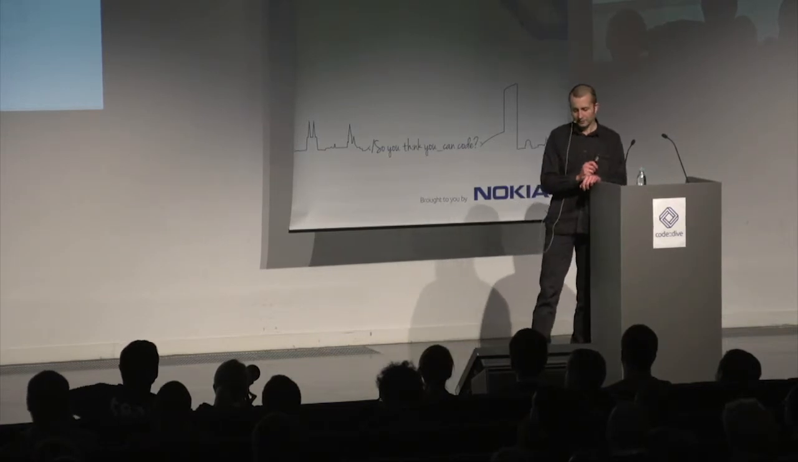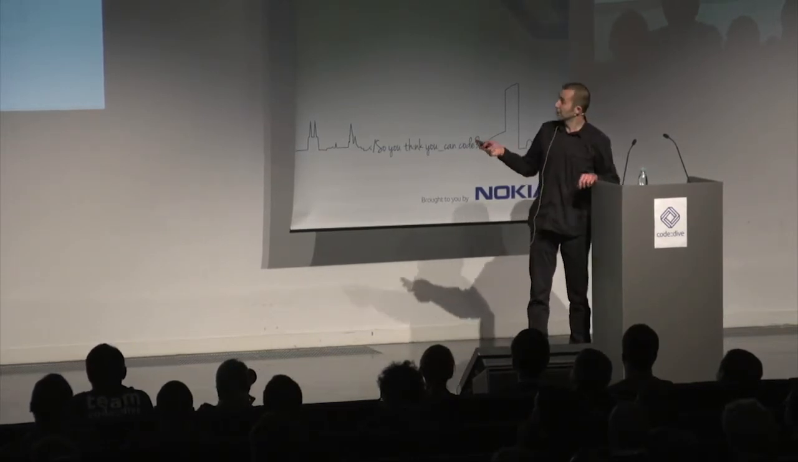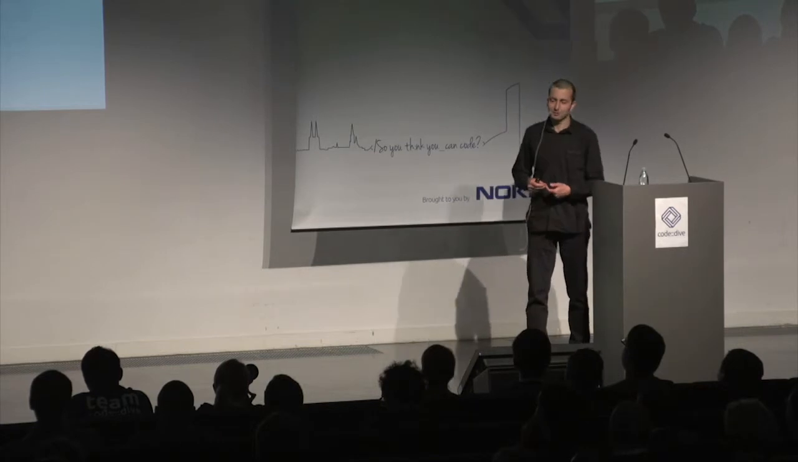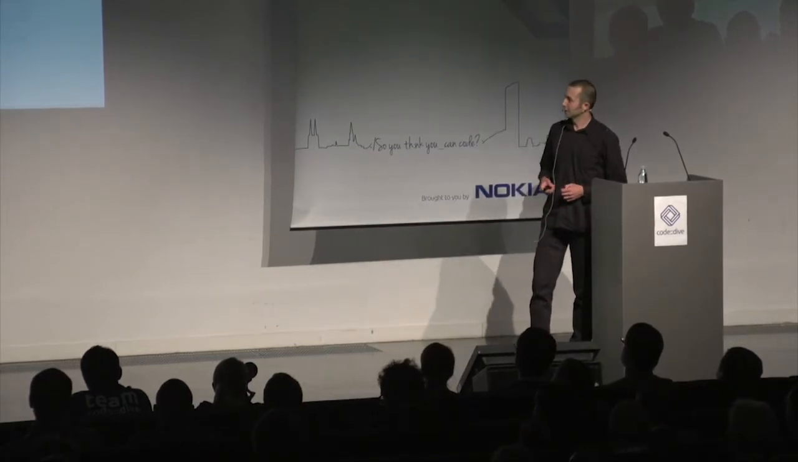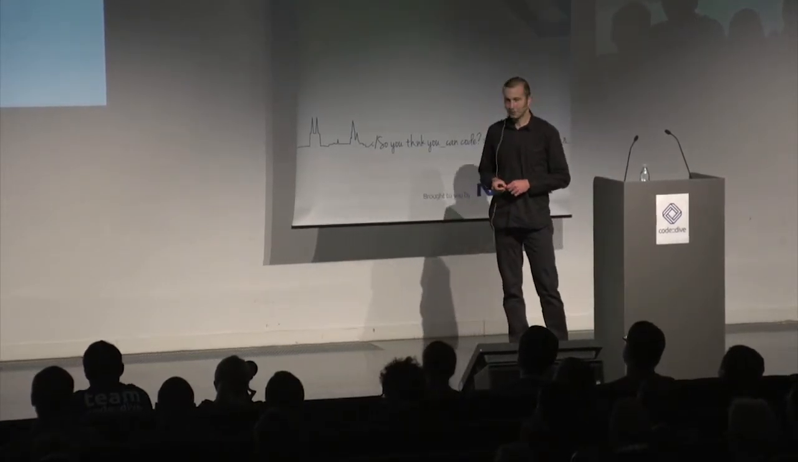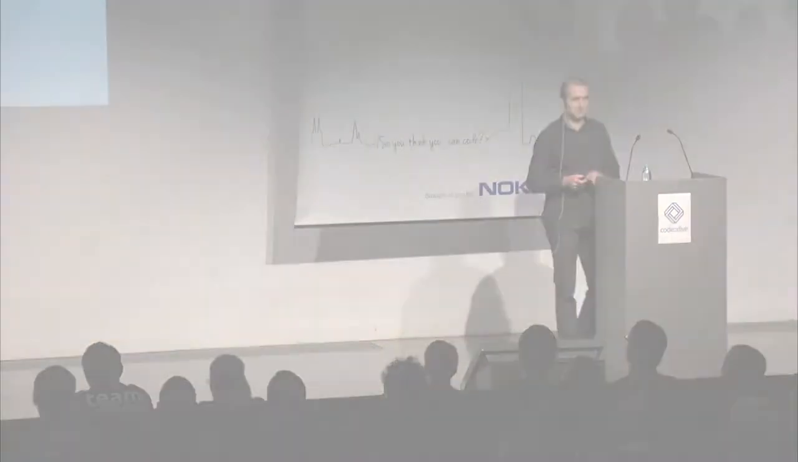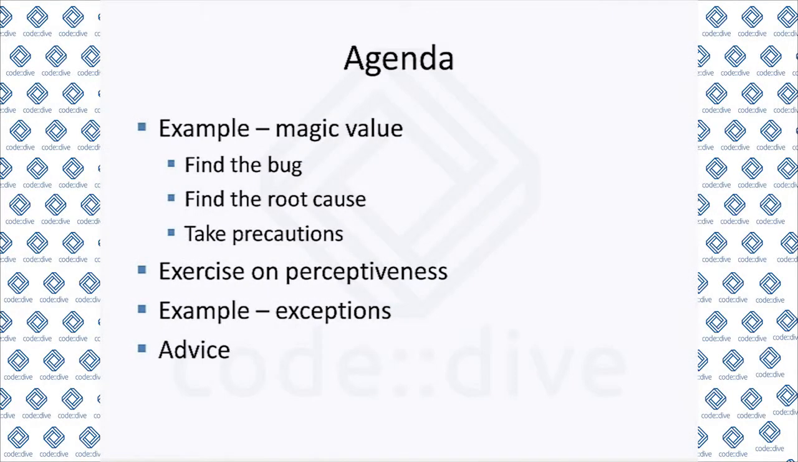So it will be in this context that we'll try to see a couple of bugs. We'll be doing a couple of examples. One that I call a magic value, the other dealing with exceptions. There will also be an exercise where I will require your input. The main point is to show you how clever or too clever ideas to fix bugs only cause other bugs and don't help much.